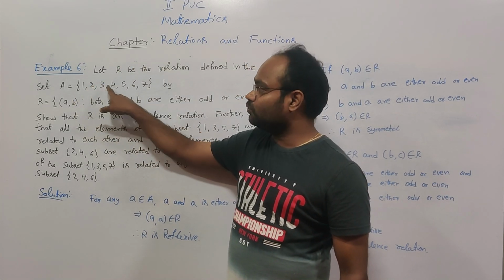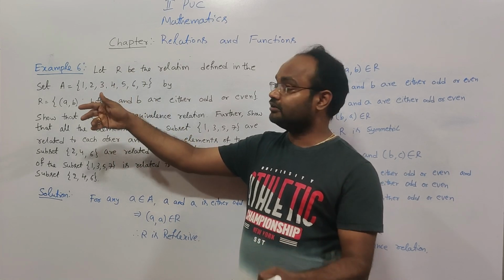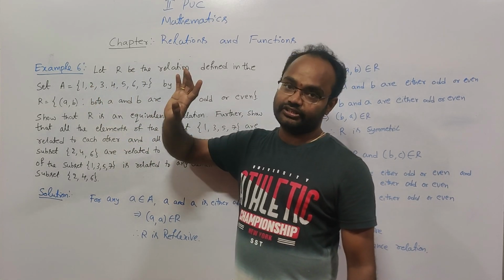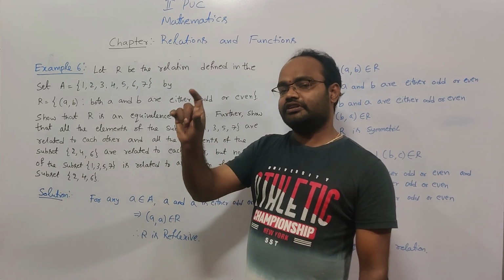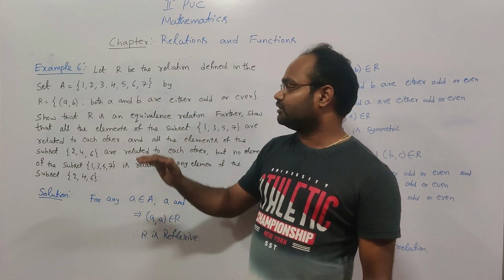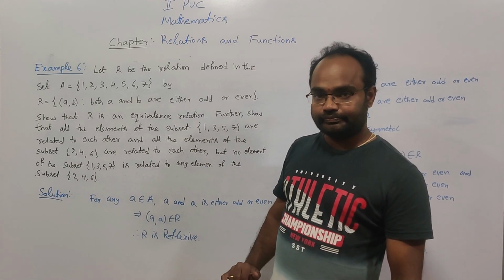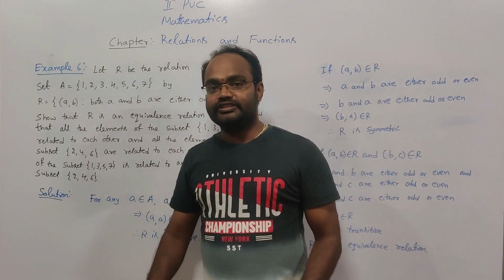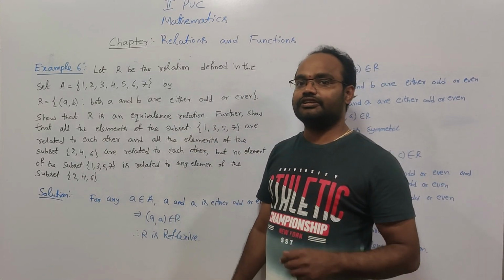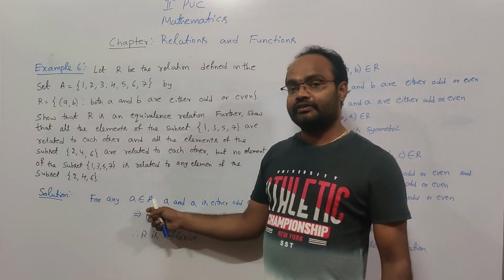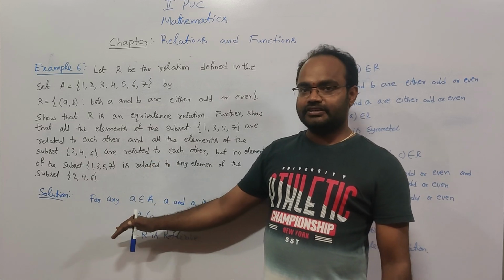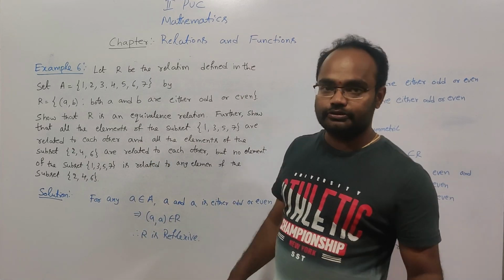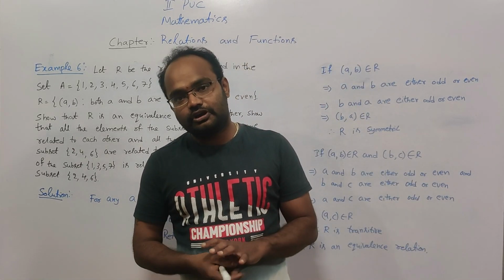I can consider 2 and 4 because both are even, but I can't consider 2 and 3 because 2 is even and 3 is odd. Either both are even or both are odd. That is the given relation here. So let us prove it is an equivalence relation. We have to prove that it is reflexive, symmetric, and also transitive.